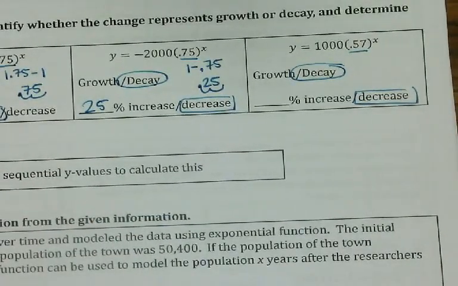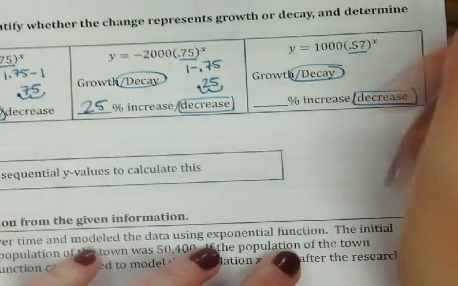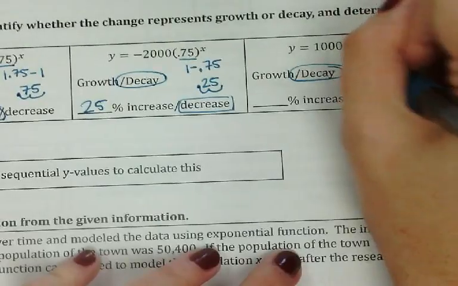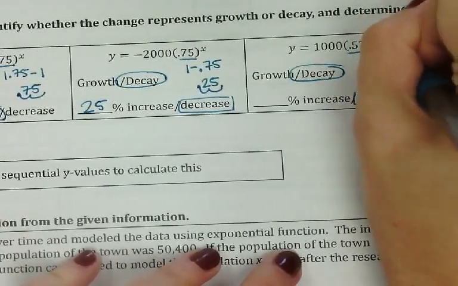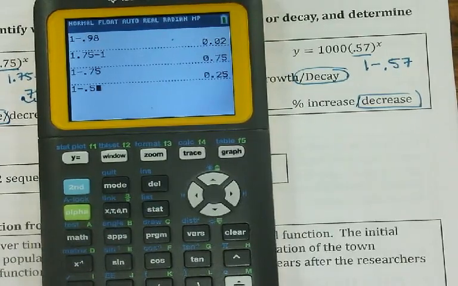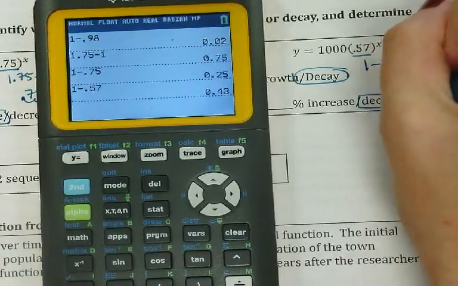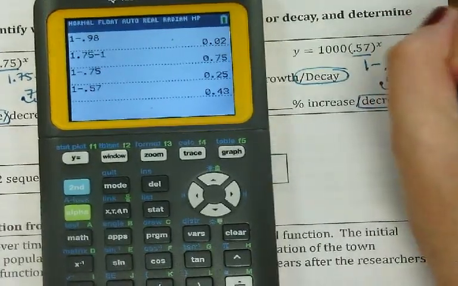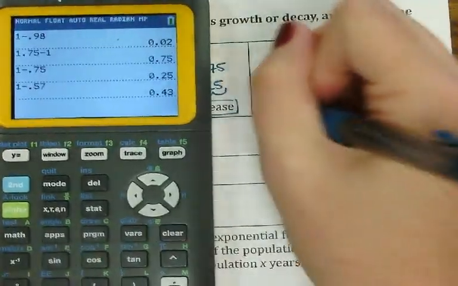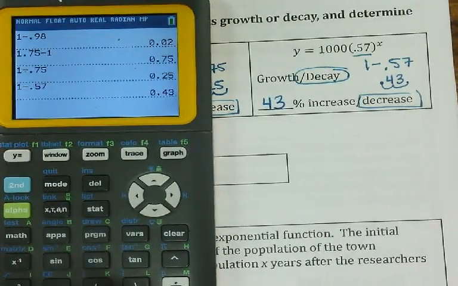Yes, no, maybe so? Okay, now we're going to look at this 0.57. That's a decay, so we want to know how far away from 1 that is. So I'm going to say 1 minus 0.57, and that gives me 0.43. So guys, that is a 43% decrease. Does that make sense, y'all?